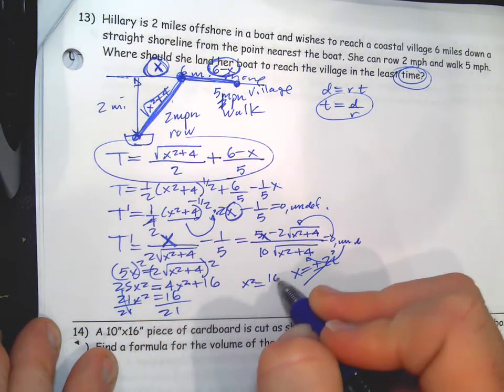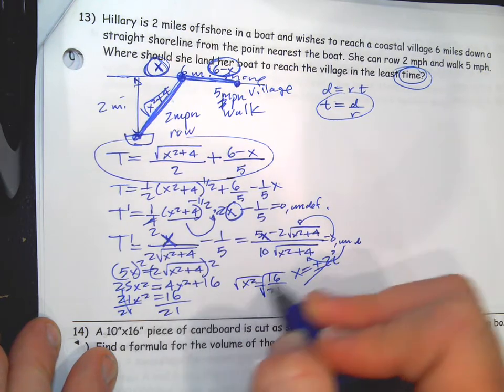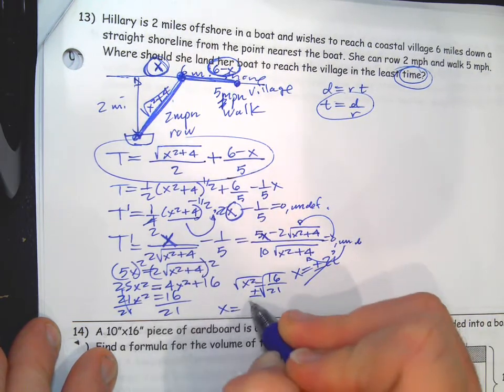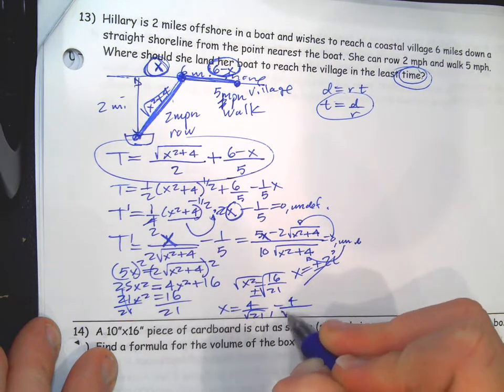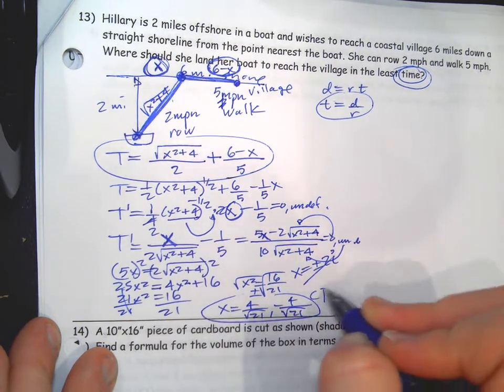We're going to take the square root of both sides, plus or minus. So you get 4 over square root of 21 and negative 4 over square root of 21. These are your critical points.